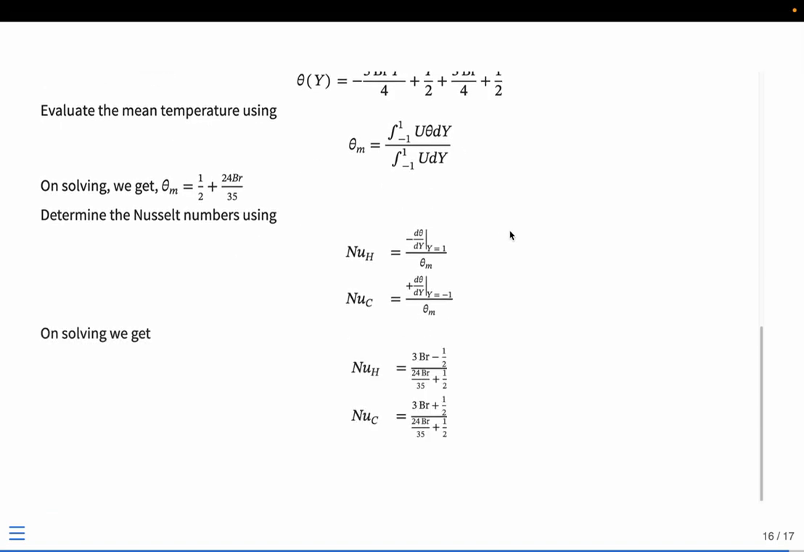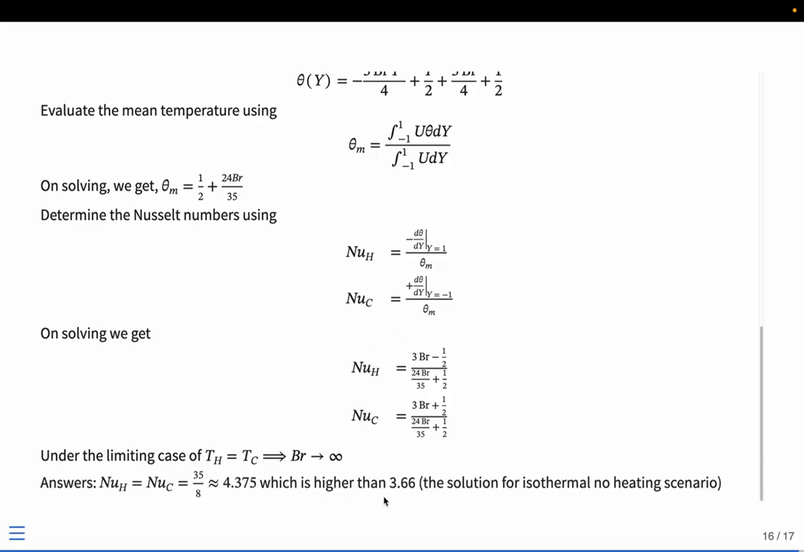Okay. So these answers are a little off now. I'll just update them. But this is close to what we call 4.375, which is higher than this. But when you compare this value with the constant heat flux case, when you have a constant heat flux wall, then this value is close to 4.36. So this is also 4.375. These values are close to each other.